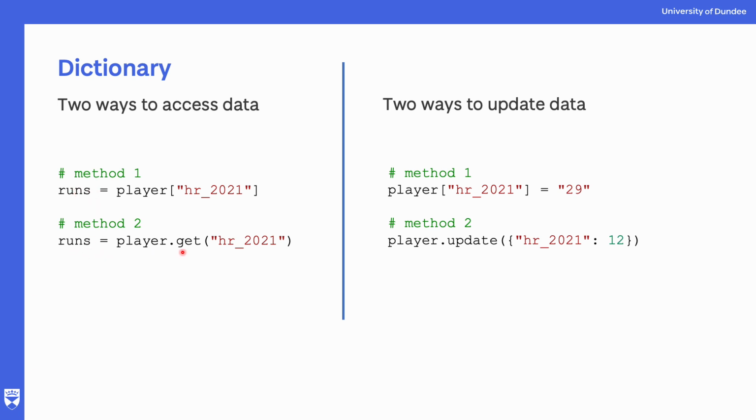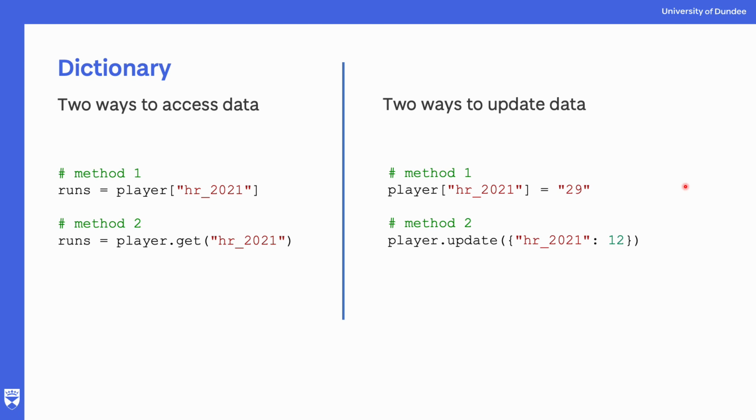I can then do it a different way if I want to. I can use .get. So rather than put in square brackets my key, I can put .get, round brackets, my key. The same thing will happen. Player.get HR_2021 will be replaced with a number, which will then be put into the runs variable. So that's getting data out.